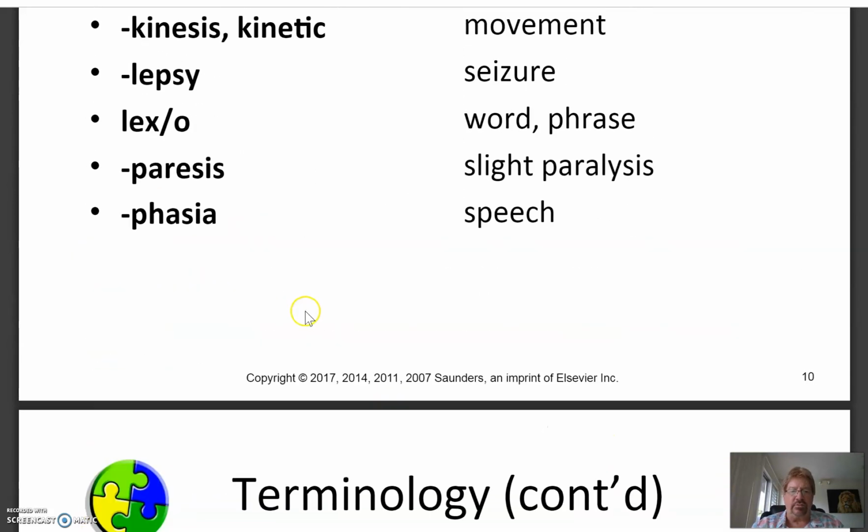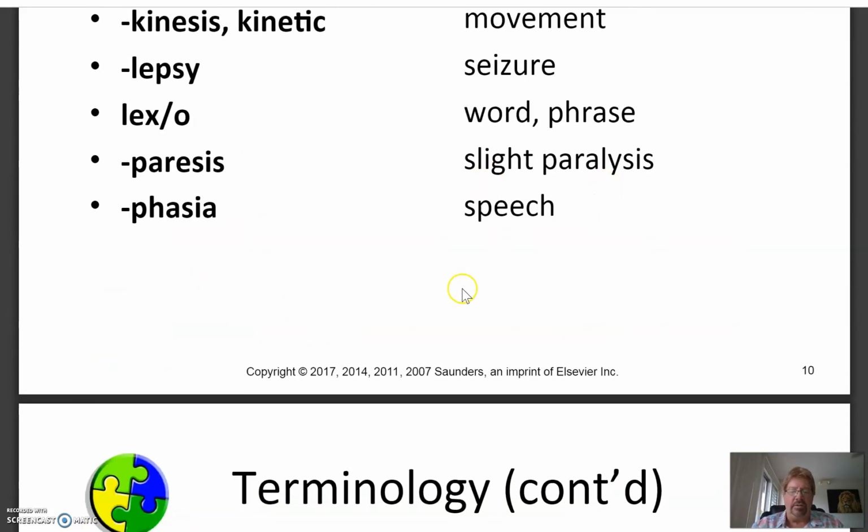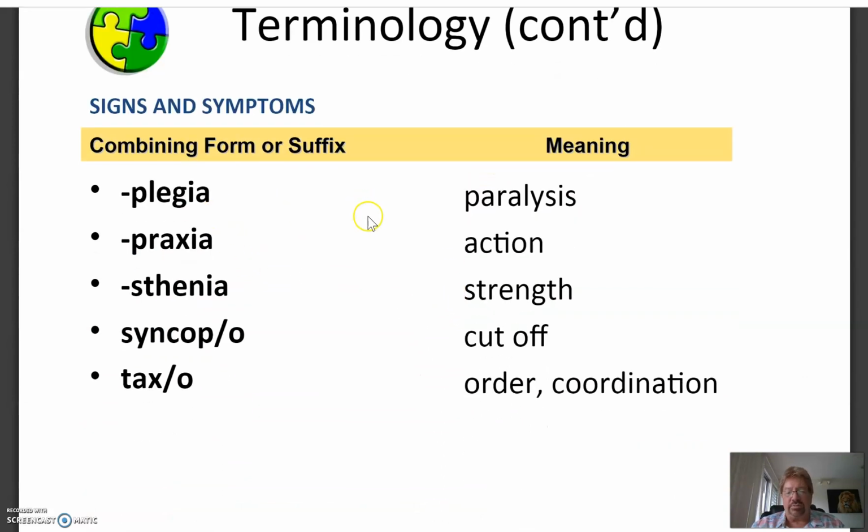Plegia, let's see, what was that other one? Paresis is slight paralysis. Plegia is paralysis, like paraplegia or quadriplegia. If a person is paralyzed in all four limbs, that's quadriplegia. Praxis is action, but I can't think of an example right now. Sthenia, strength. Syncope, to cut off. Taxo, order or coordination.